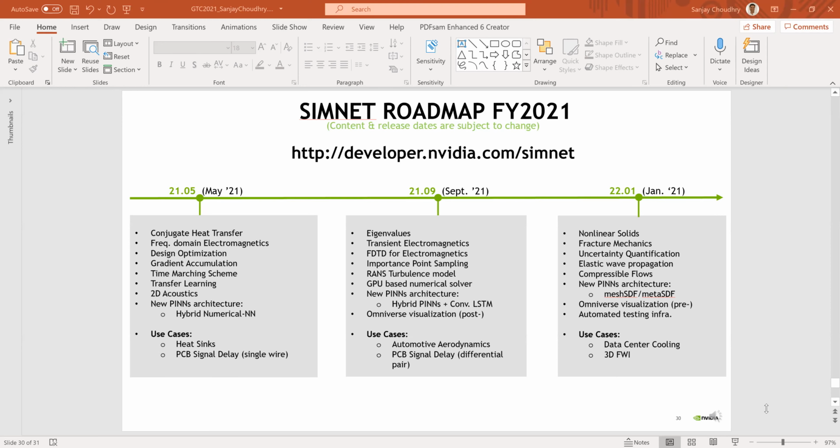Actually, we are working on this ourselves. In fact, if you look at the roadmap, uncertainty quantification is on the roadmap. So we are working on it. But coming back to your point, why do we show the reference?